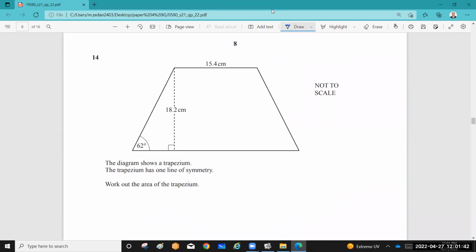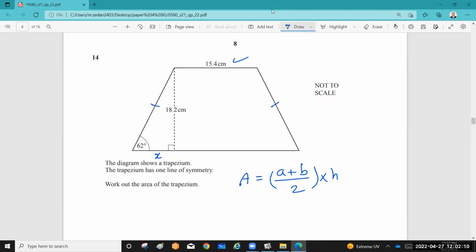I have a trapezoid here. The diagram shows a trapezoid or trapezium. The trapezium has one line of symmetry, which means it's an isosceles trapezium. Work out the area of the trapezium. The area of the trapezium, as you know, is the average of the bases, A plus B over 2, times the perpendicular height between them. I have one of them. I have to find this side.